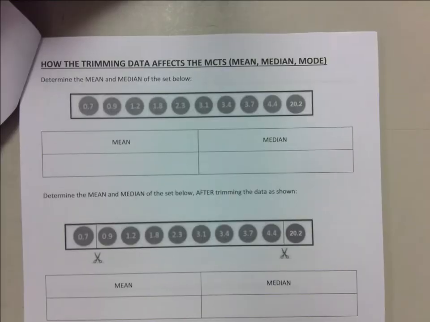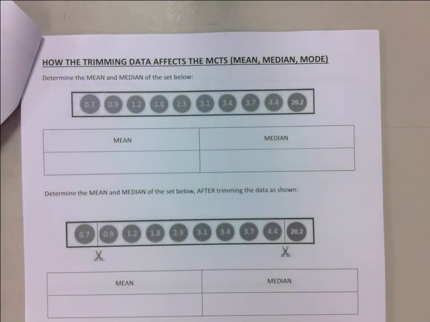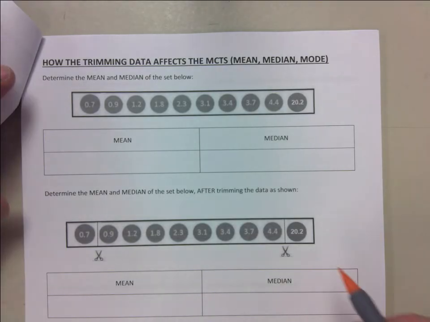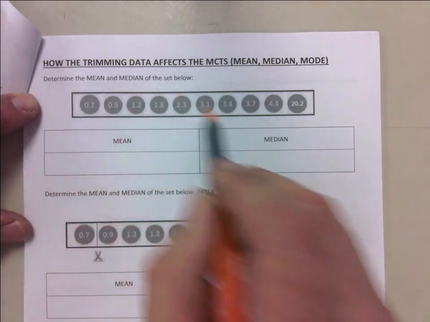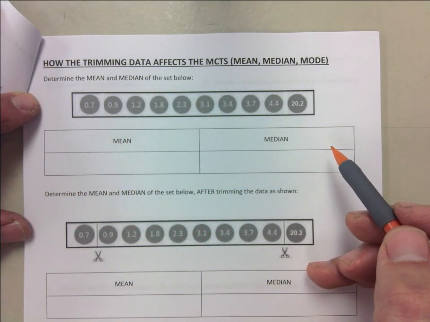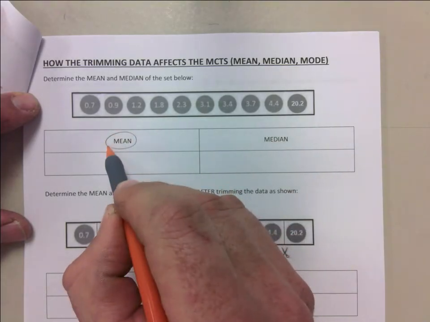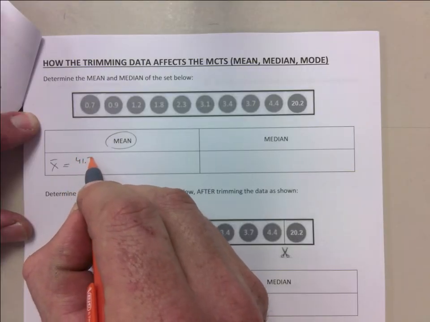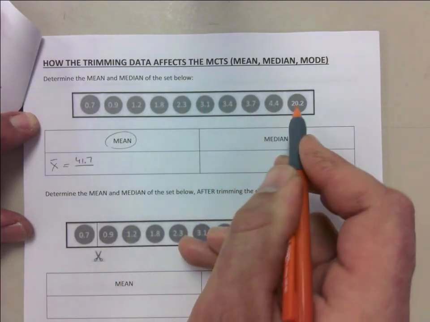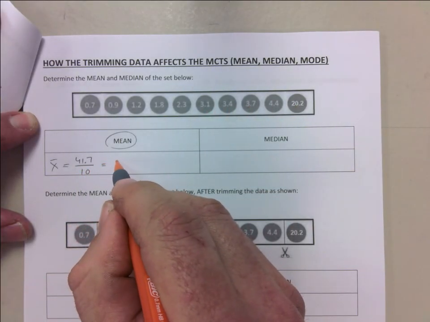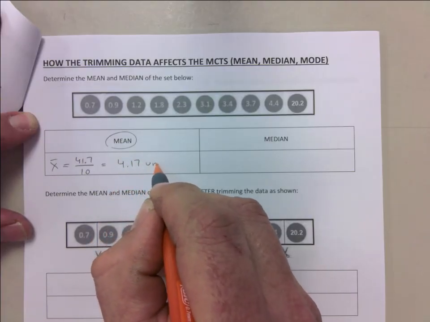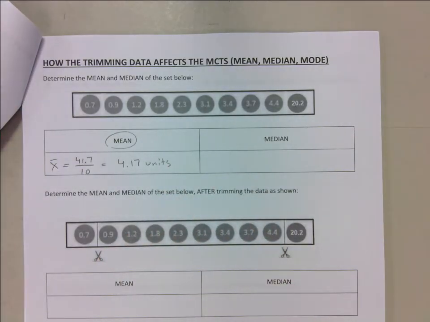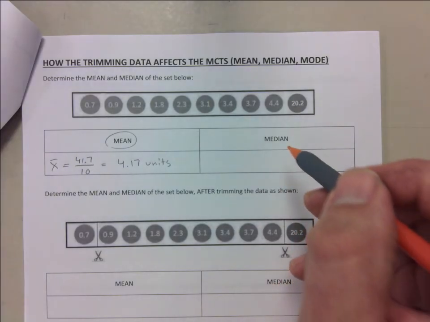Can I ask you to go to page 30? I just want to give you a little walkthrough as to which one of the MCTs is mostly affected by it, okay? Have your calculators ready on page 30. Okay, so determine the mean and median of the set below. Let's find the mean here real quick. If you add all of these up, you get 41.7 divided by 10 values. The average is 4.17 units. We don't know what these numbers represent. So the average right now is 4.17 units. What is the median?